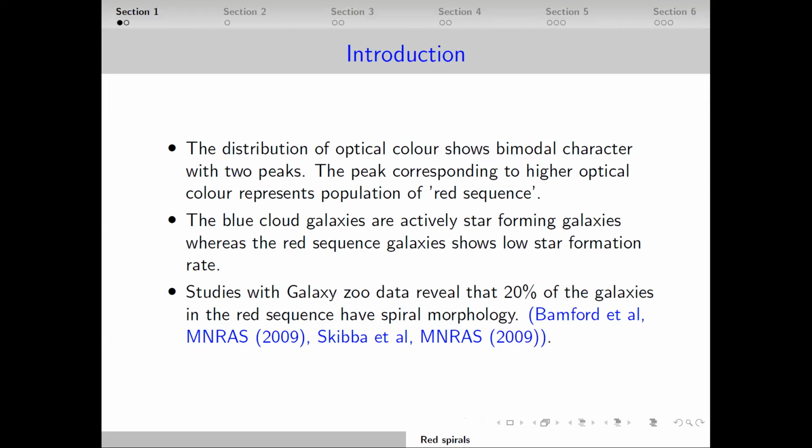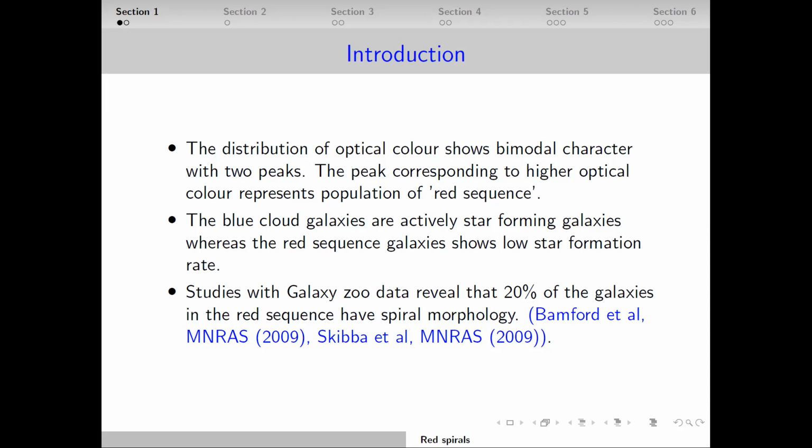The distribution of optical color of galaxies shows bimodal character with two distinct peaks. The peak corresponding to higher optical color represents the red sequence, whereas the peak corresponding to lower optical color represents the blue cloud. And studies have found that the dip in between the two peaks occurs at around 2.2.